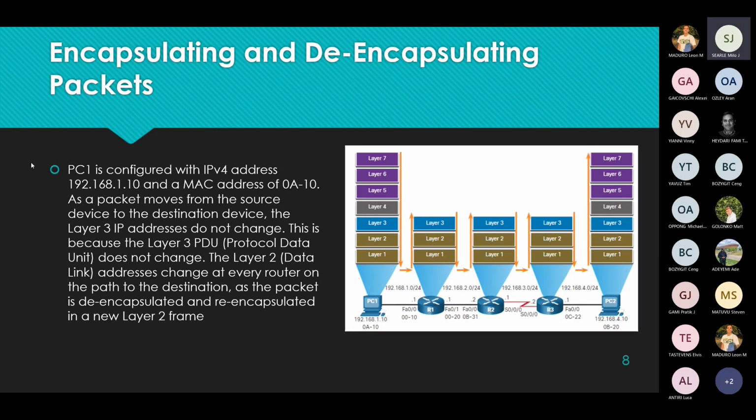Encapsulating and de-encapsulating packets. So in the figure, PC1 is configured with IPv4 address 192.168.1.10 and a MAC address of 0A10. As a packet moves from the source device to the destination device, the layer 3 IP addresses do not change. This is because the layer 3 PDU, or protocol data unit, does not change. The layer 2 or the data link layer addresses change at every router on the path to the destination as the packet is de-encapsulated and re-encapsulated in a new layer 2 frame.